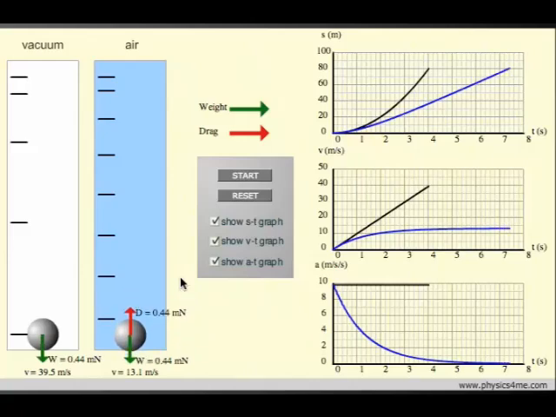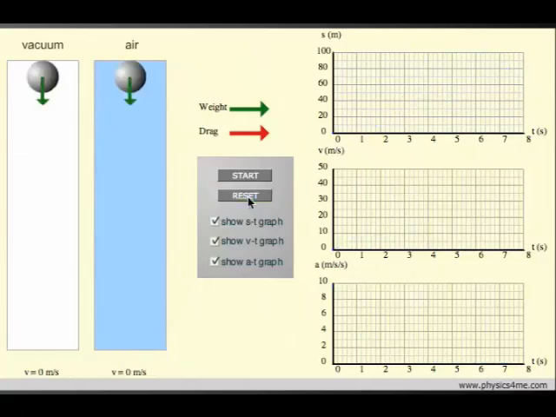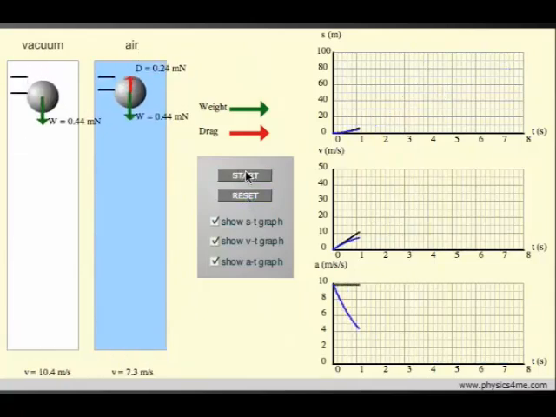The more it increases, the less the resultant downward force is. By Newton's second law, F equals ma, the acceleration therefore decreases as it falls in air. This can also be seen from the acceleration time graph shown here in blue for the ball in air. Let us restart the simulation once more.